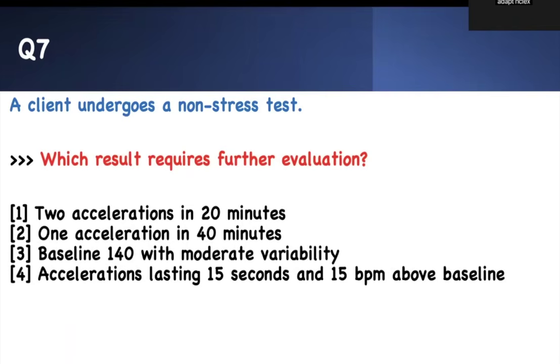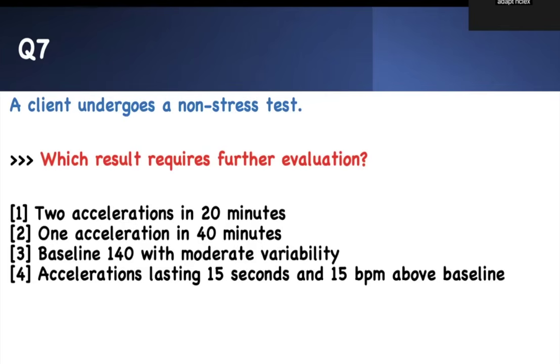Number 7, a client undergoes a non-stress test. Now, non-stress test, there's no stimulation of the mommy. We're just seeing how the baby is doing, the well-being of the baby, and therefore, which results require further evaluation? If we're looking for deceleration for contraction stress test, the opposite is what? Non-stress test means there is no deceleration. If you're not going down, you should be going up. I'm using analogy so that you can figure it out if it confuses you.